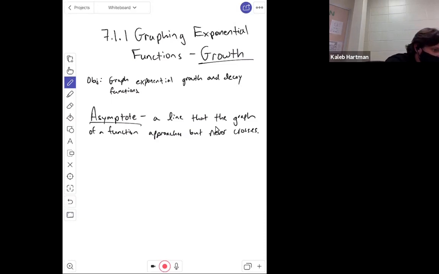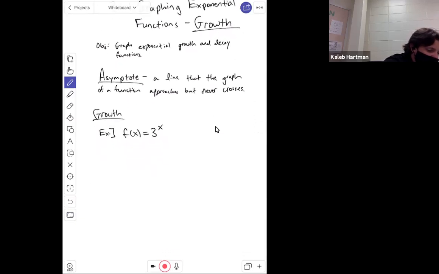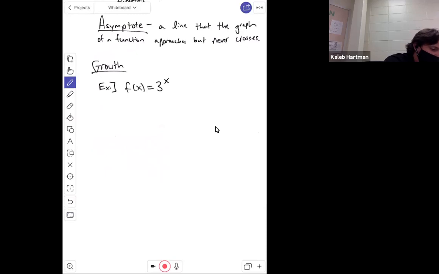So let's graph an exponential growth function here. These are growth functions. Tomorrow we're going to do decay functions. The first example is going to be a simple one, something you would have been expected to graph in Algebra 1. So 3 to the power of x. Notice the variable is part of, well, in this problem it's the entire exponent, but it is part of the exponent. That's what makes it an exponential function.